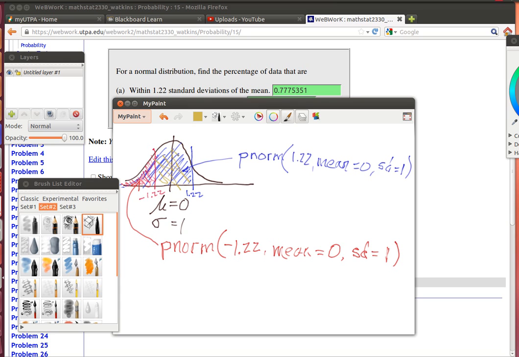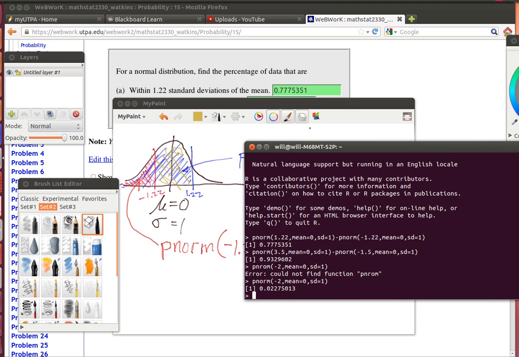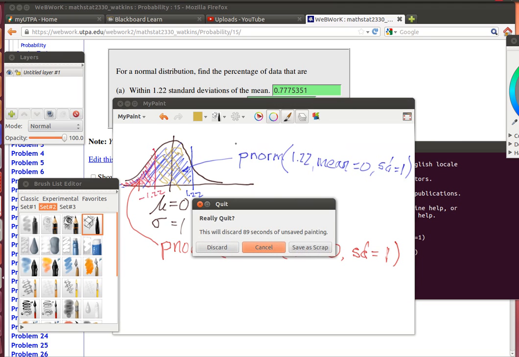Okay, so that's clumsily colored in. That yellow area is going to be the blue area minus the red area. So let's get R to do that particular task for us.